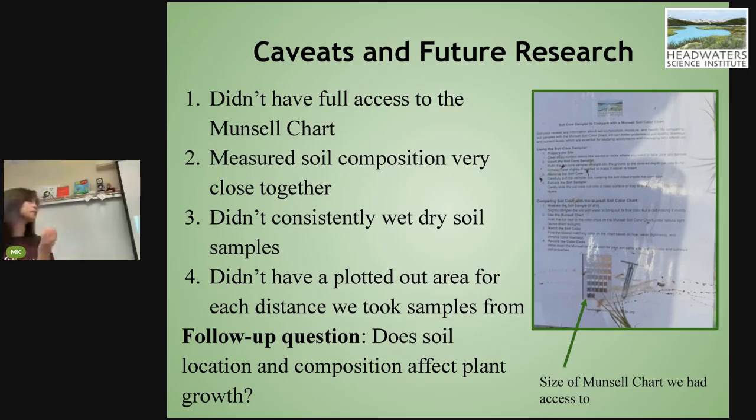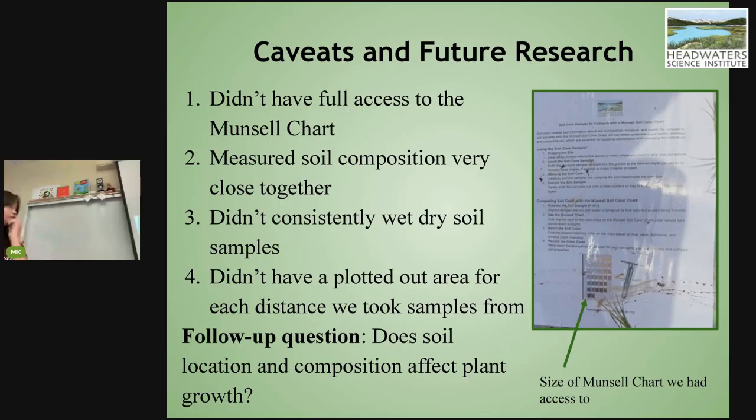And another thing we didn't do was we didn't have a plotted out area for each distance we took samples from. So sometimes when we took samples of the soil, there's a lot of plant overgrowth there or rocks around them. So we had to move a little bit so the distance wasn't always very consistent.